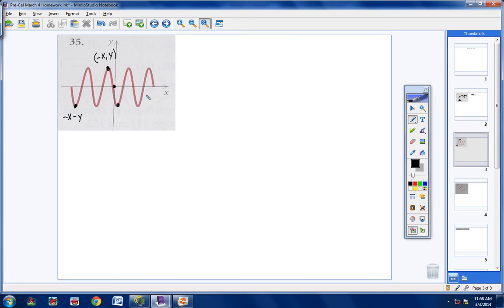The same ordered pair should exist over here, only it should be a positive x and a positive y, and it is. Same distance over, same distance up. This ordered pair does exist. So yes, we do have symmetry to the origin, so we call this an odd function.